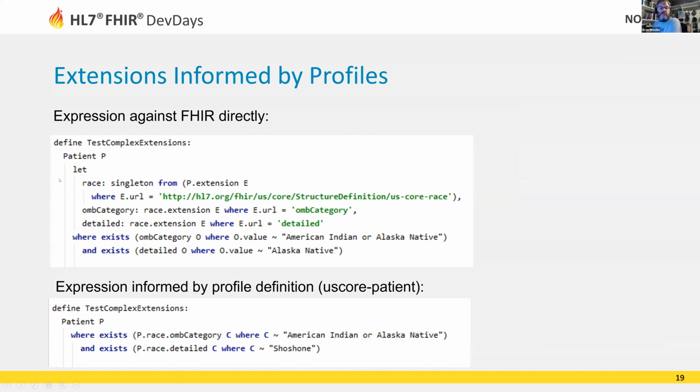And I can do the same with extensions. Extensions are really just specific kinds of slices of the extension element. And so by building a model that is informed by that profile definition, I can actually write an equivalent, much simpler expression that allows me to access those race, OMB category, and detailed elements as first-class elements in the model.